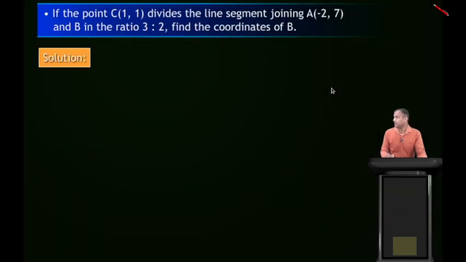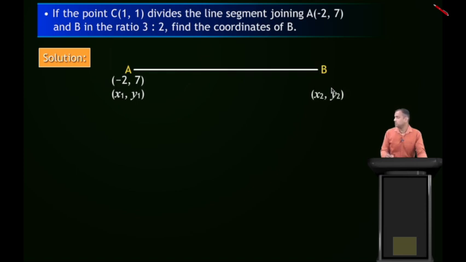If the point C(1, 1) divides a line segment joining A and B in the ratio 3:2, find the coordinates of B, and you can look here. Again we have 2 points A and B, but the B point is not given. What is given is A(-2, 7), and we don't know the value of B, so we can take it as (x2, y2). And now we have C(1, 1). So the ratio is 3:2.